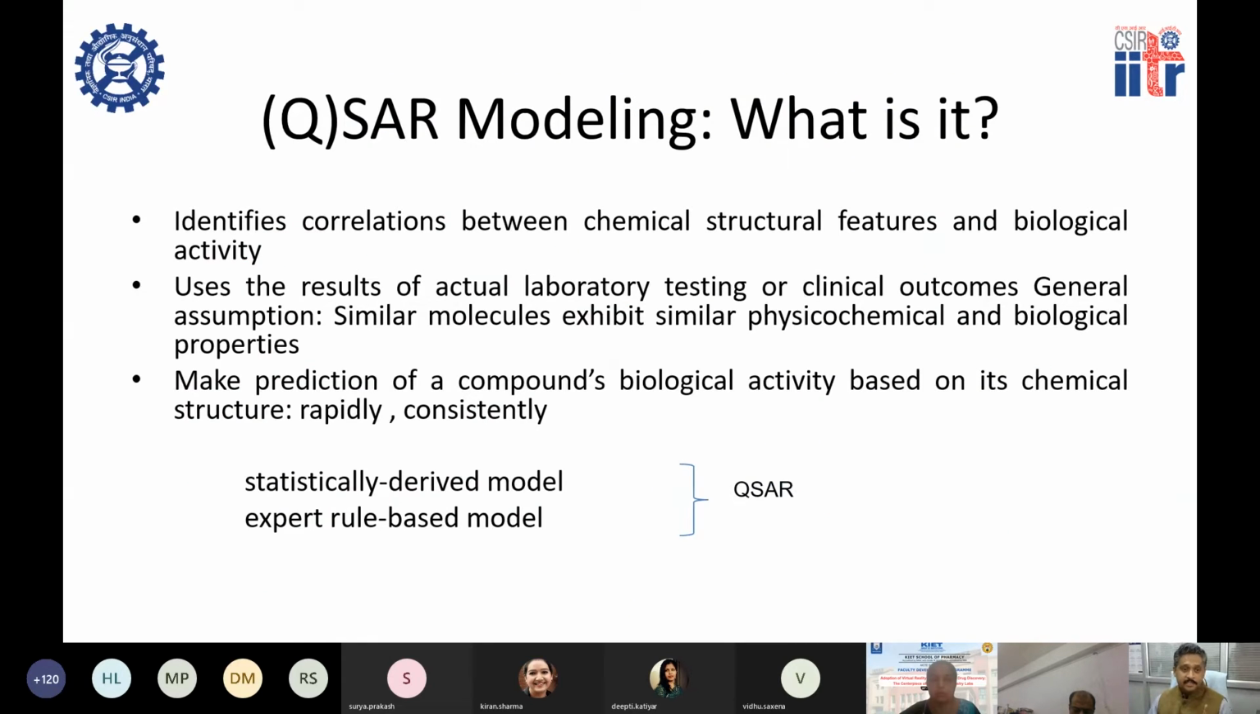So as I said, it identifies correlations between chemical structural features and biological activity. If you understand the process of QSAR models, then you can start building the kind of models that will be suitable for your predictions. Here the two models we call a statistically derived model and an expert based model. That's part of the QSAR approaches.